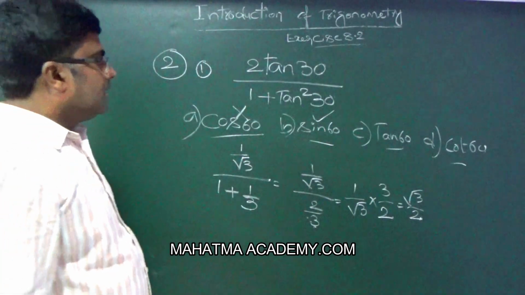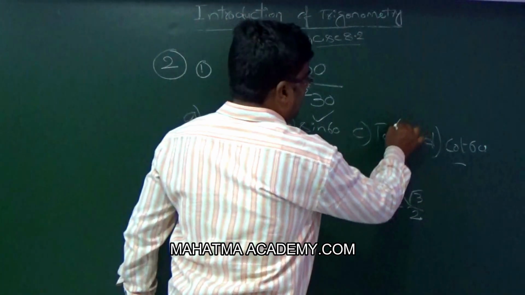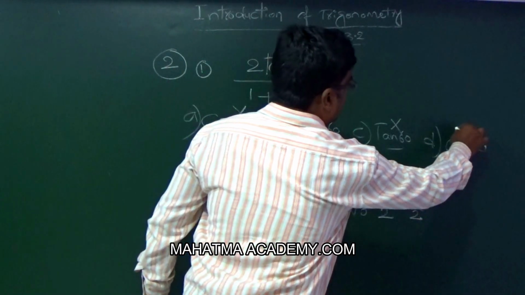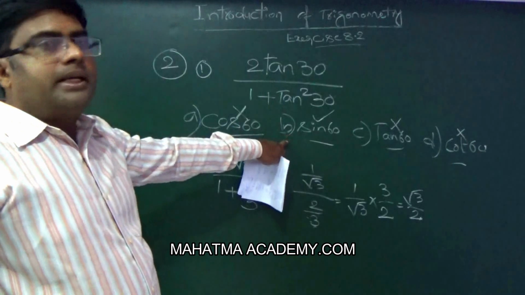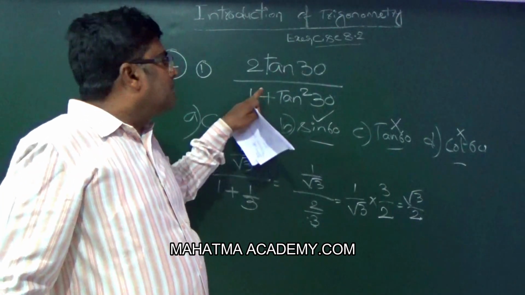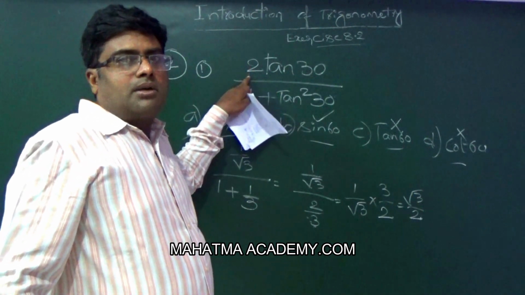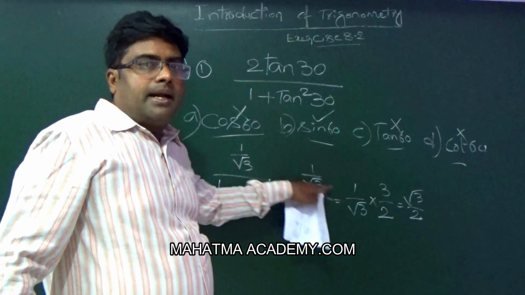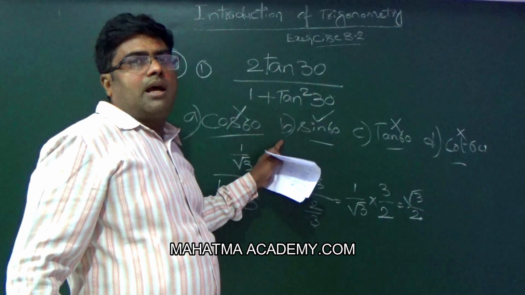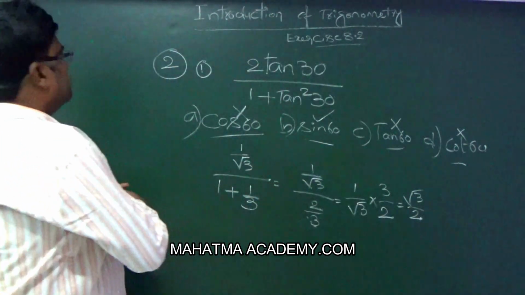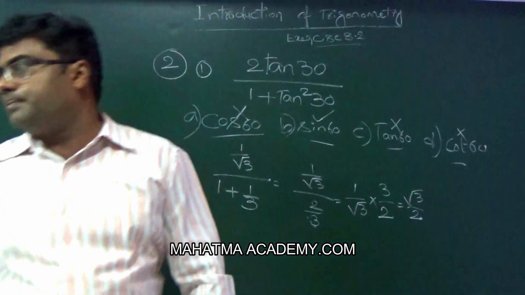Correct option. Tan 60 is root 3, wrong. Cos 60 is 1 by root 3, this is the wrong answer. So option B is the correct answer. Just substitute the tan 30 value and solve this problem. We will get root 3 by 2. Root 3 by 2 equal to sin 60. So the option is option B.